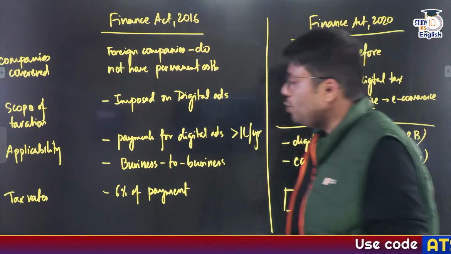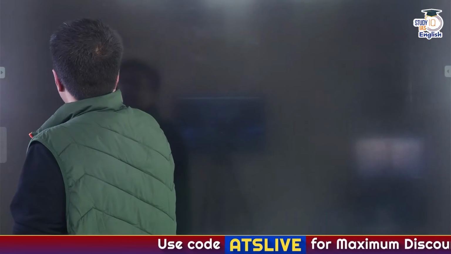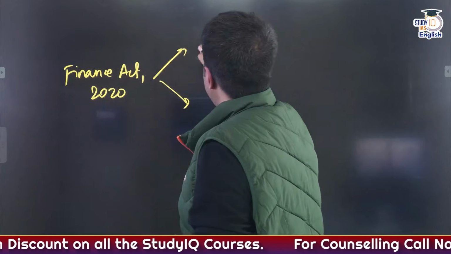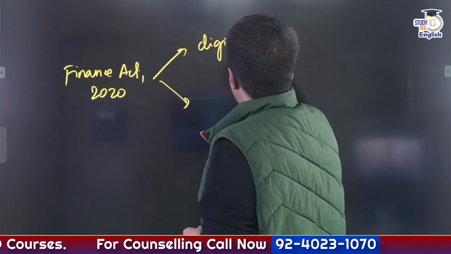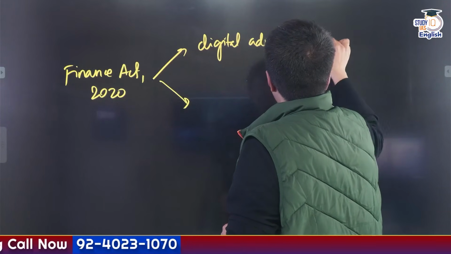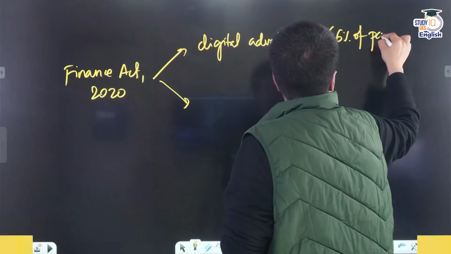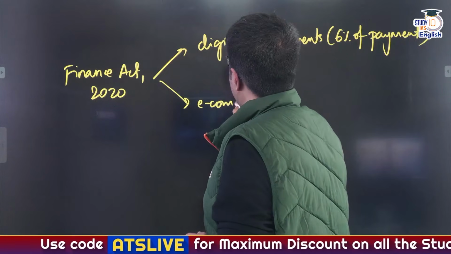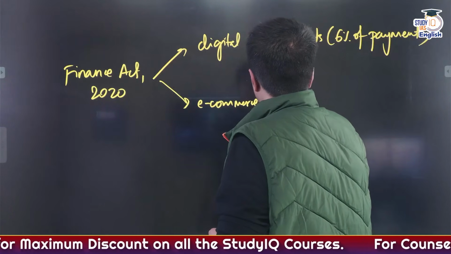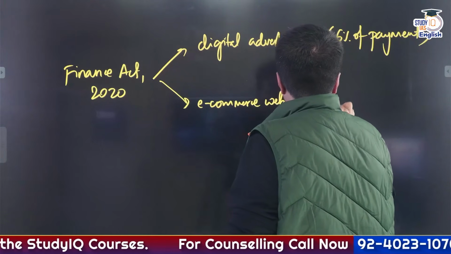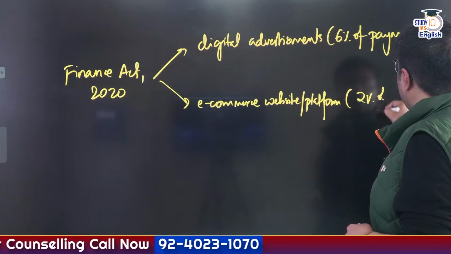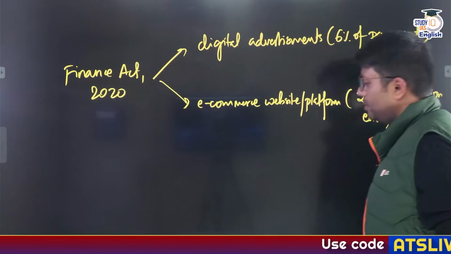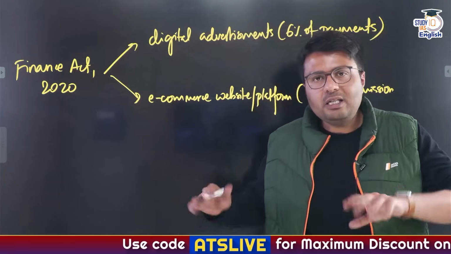So the taxation regime, to summarize, after the Finance Act 2020 dealt with two kinds of companies. Companies who were providing digital advertisements would be required to pay 6% of the payment that they receive in exchange for these advertisements as equalization levy. And companies who were providing goods and services through an e-commerce website or any kind of platform would be required to pay 2% of the commission that they earn from delivery of goods and services as equalization levy. Understood? So this was the summary of our discussion.